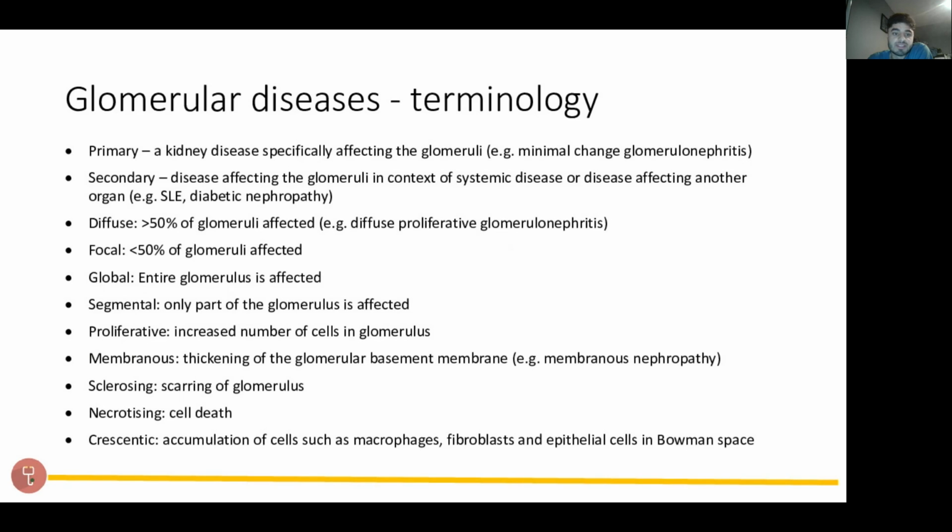Other thing to note is glomerular diseases can be primary or secondary. Secondary meaning it's caused by another disease process. So, for example, lupus or diabetic nephropathy.